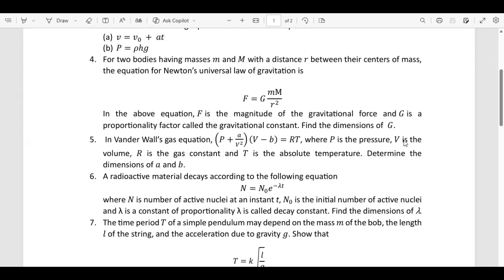Anyone, so no one wants to try question 5 out? This is a very simple question, by the way.